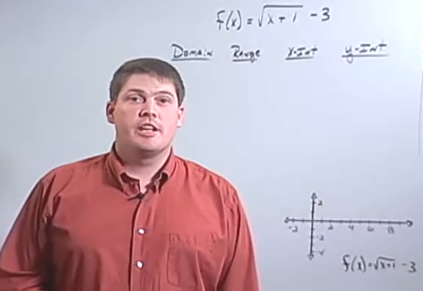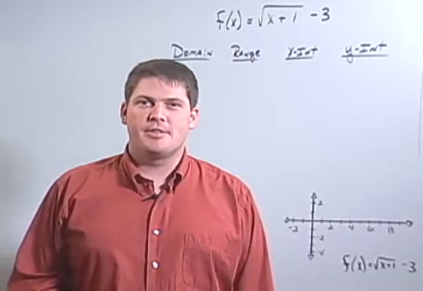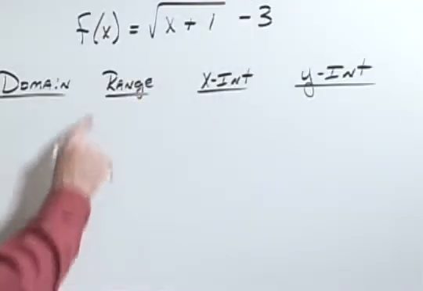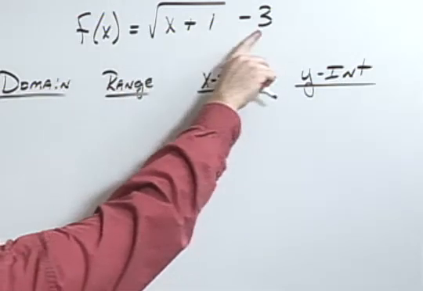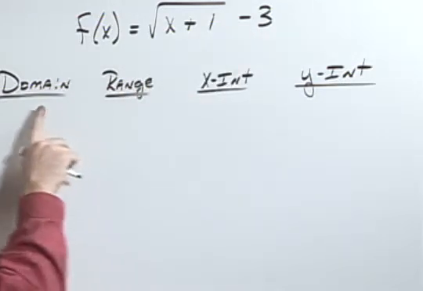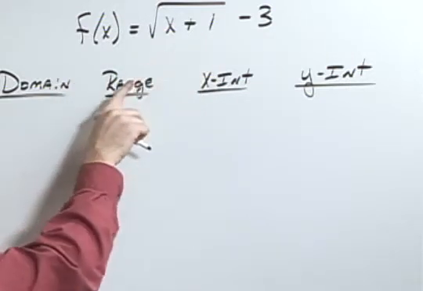Graph the given function, state the domain and range, and list the y-intercepts and any x-intercepts if they exist. My function is f of x equals the square root of x plus 1 minus 3.